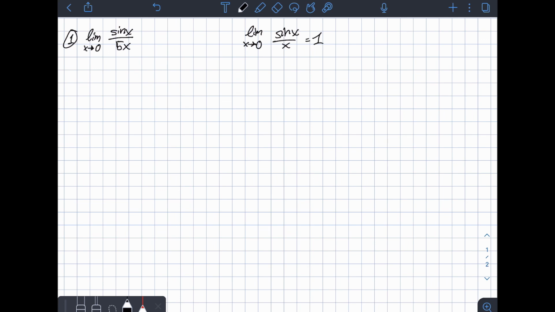So we'll just do some algebraic manipulation here, using some properties of limits. This is equivalent to the limit as x approaches 0, 1 over 5 times sine x over x, which is equivalent to 1 over 5 times the limit as x approaches 0, sine x over x, which from what we saw above is equivalent to 1 over 5 times 1, which is equal to 1 over 5. So that one's simple enough.